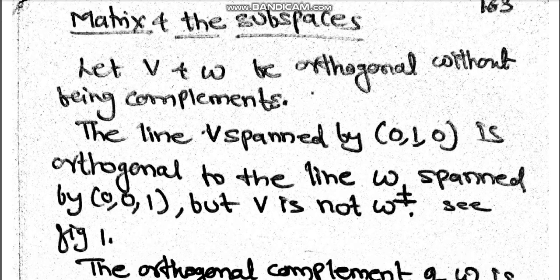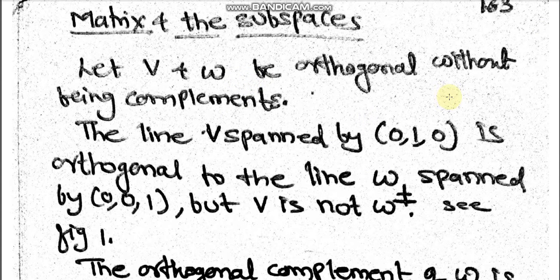So coming to the matrix and the subspaces. Orthogonal vectors can be represented in terms of matrices, and you can have subspaces represented in terms of matrices. If I am taking an axis of two dimensions, as you know, I can represent it as 1 0 and 0 1. Similarly, in three dimensions I can represent it as 1 0 0, 0 1 0, and 0 0 1.